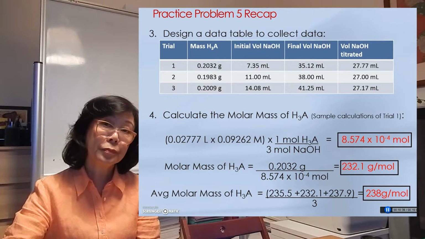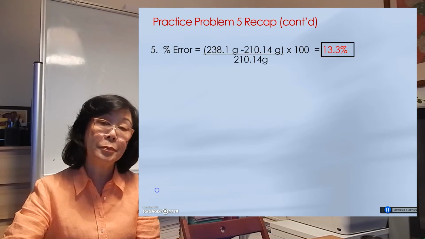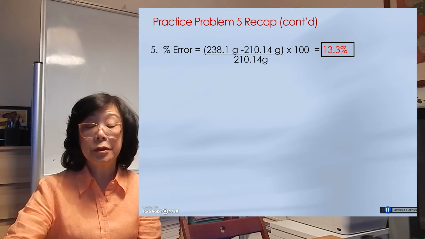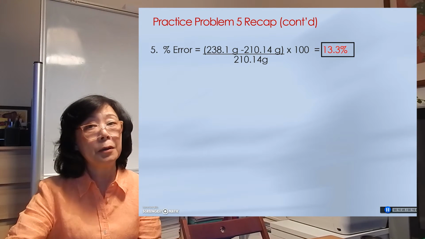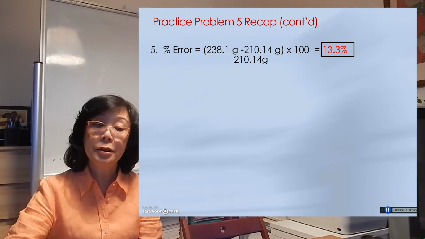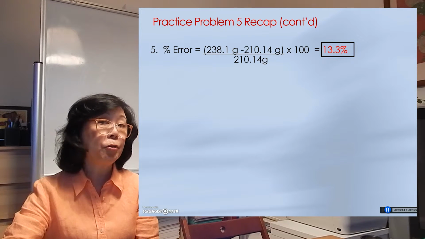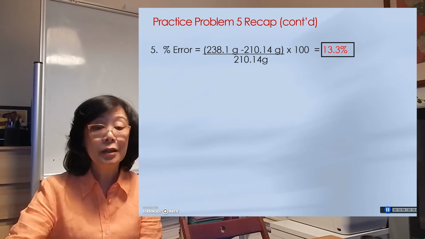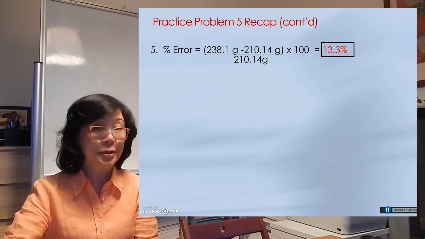The next thing is to calculate the percent error, which is equal to the difference between the theoretical and the actual value over theoretical. And let's say theoretical is 210.14 grams per mole. Now we have calculated 13.3% error. So what could have contributed to these percent errors?